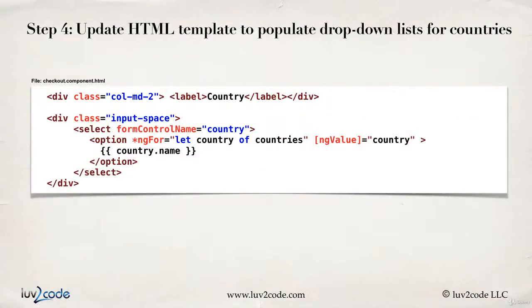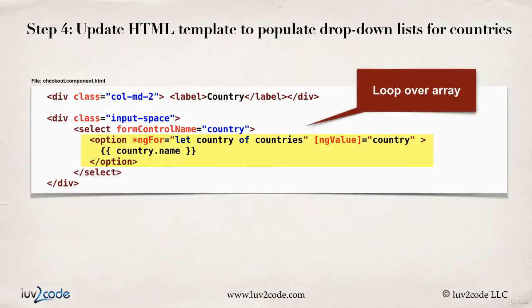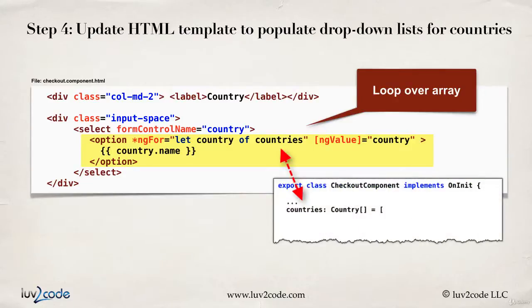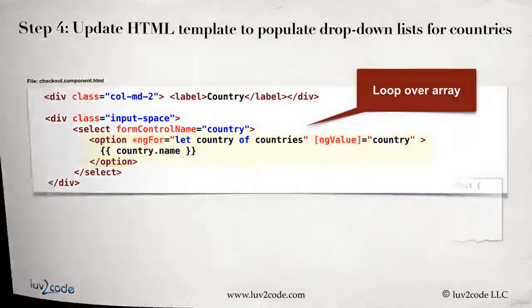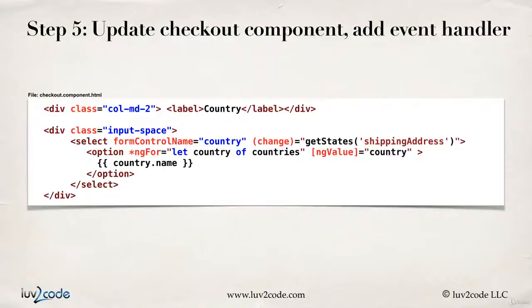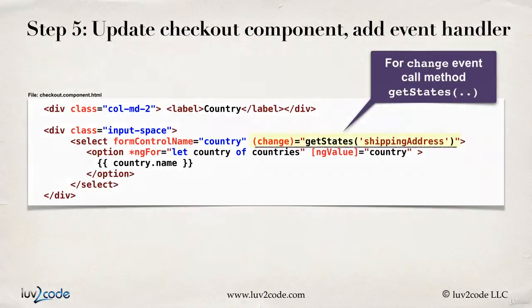Now in step 4, we update the HTML template to populate the drop-down list for the countries. So in our HTML here, we have option ngFor, let country of countries. And then we simply loop over that and we say country.name. So countries is that actual array that we defined in our component on the previous slide. And next we update our checkout component. We add an event handler. So for the change event, we're going to call the method getStates. So when they select a country, then we want to get the states for that given country. And so we'll accomplish this inside of this getStates method.